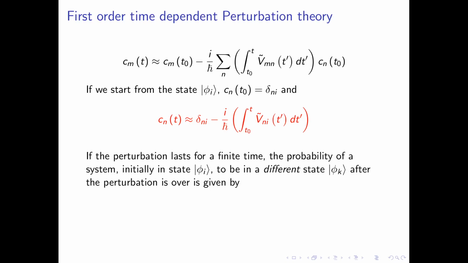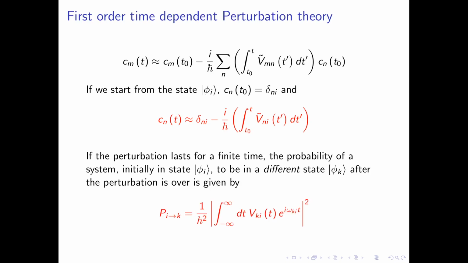Here phi k is an eigenstate of H0 again. Now this probability is given by the coefficient ak mod squared at some time t after the perturbation has gone away. Note that ak and ck, our coefficients that we have written down the equation for, only differ in a time dependent phase factor. So their modulus squares are exactly the same. So the answer to this question is given by ck mod square, and since k is not equal to i, delta ni vanishes.